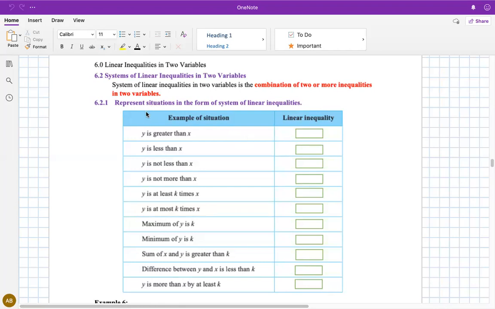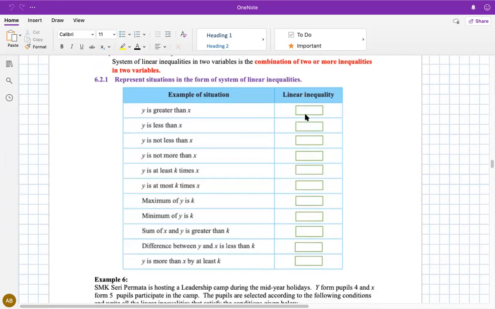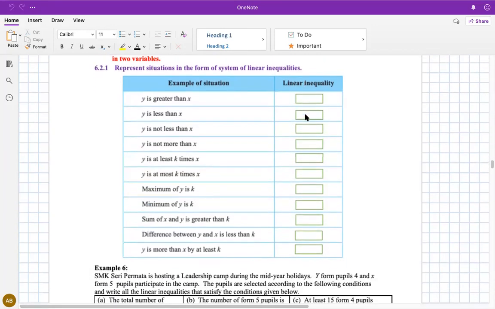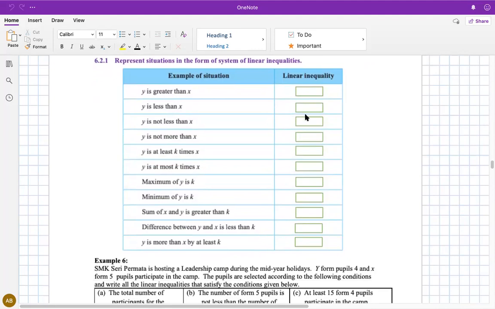Okay, today you're going to learn about system of linear inequalities in two variables. Last week you already learned about linear inequality. So a system of linear inequalities in two variables means a combination of two or more inequalities in two variables, right? So we form a system. Before that, we need to know how to represent a situation in the form of a system of linear inequalities.